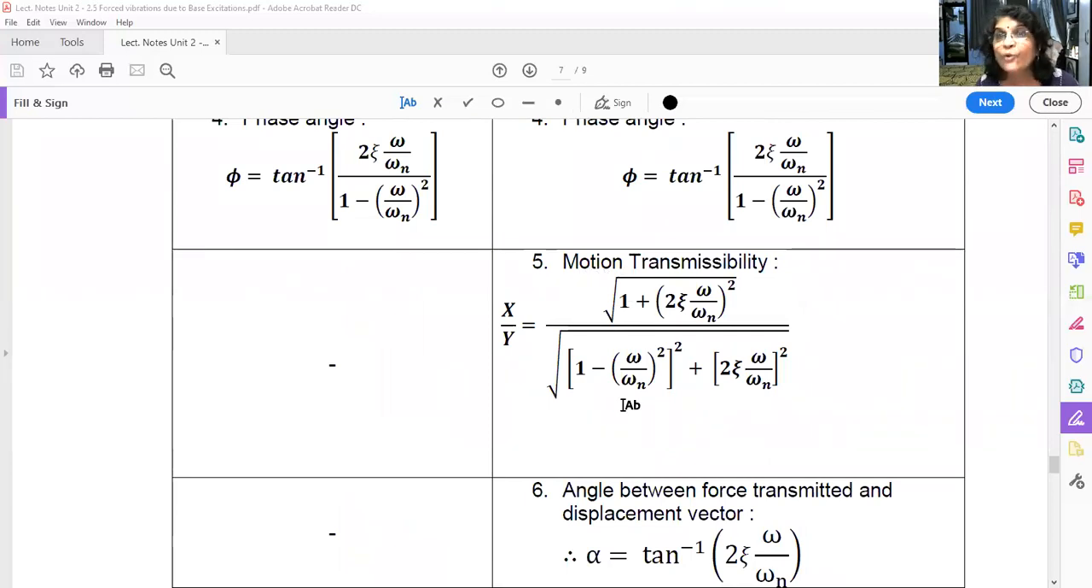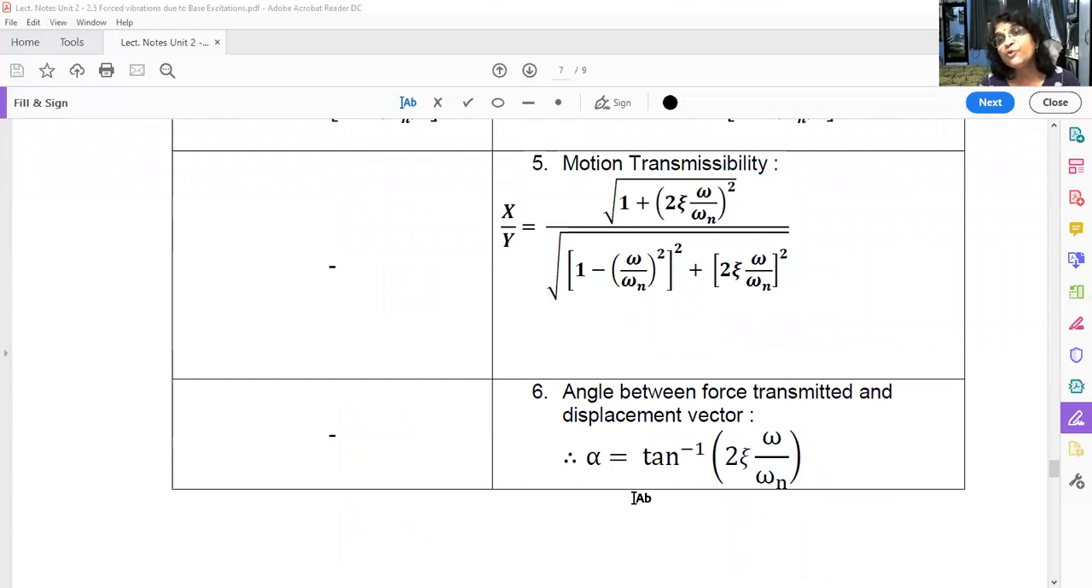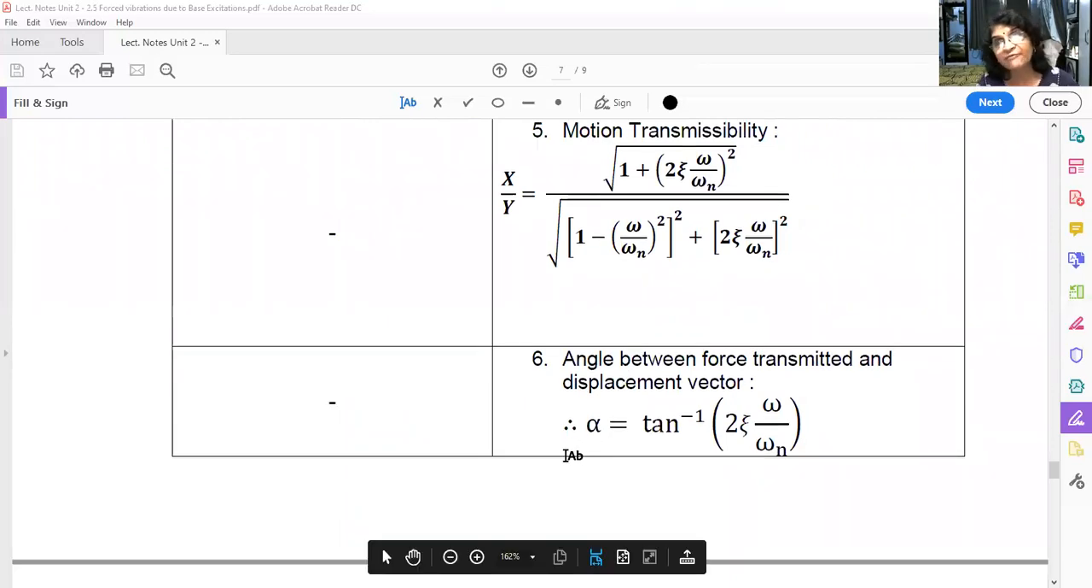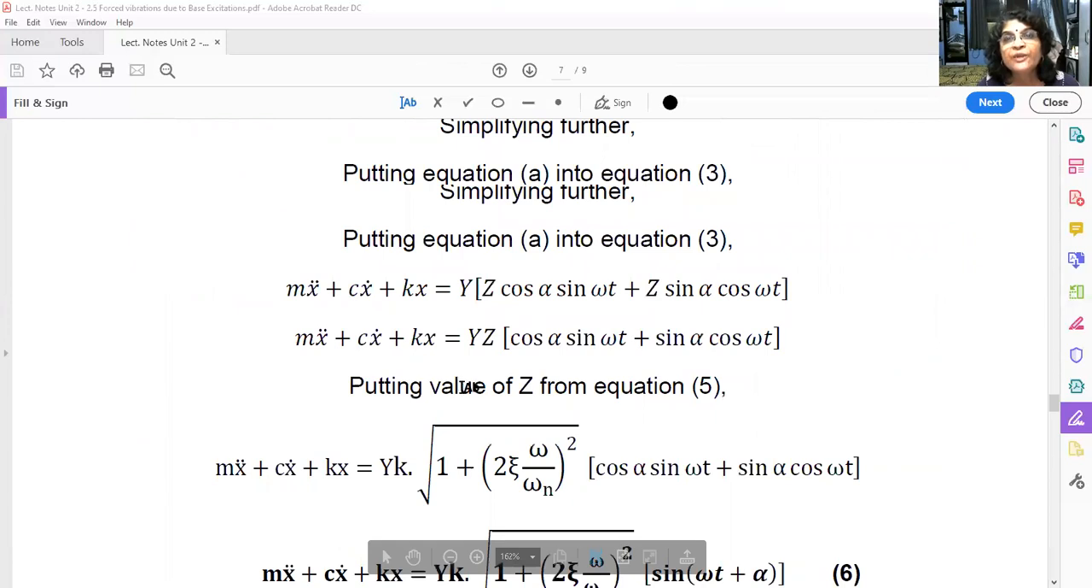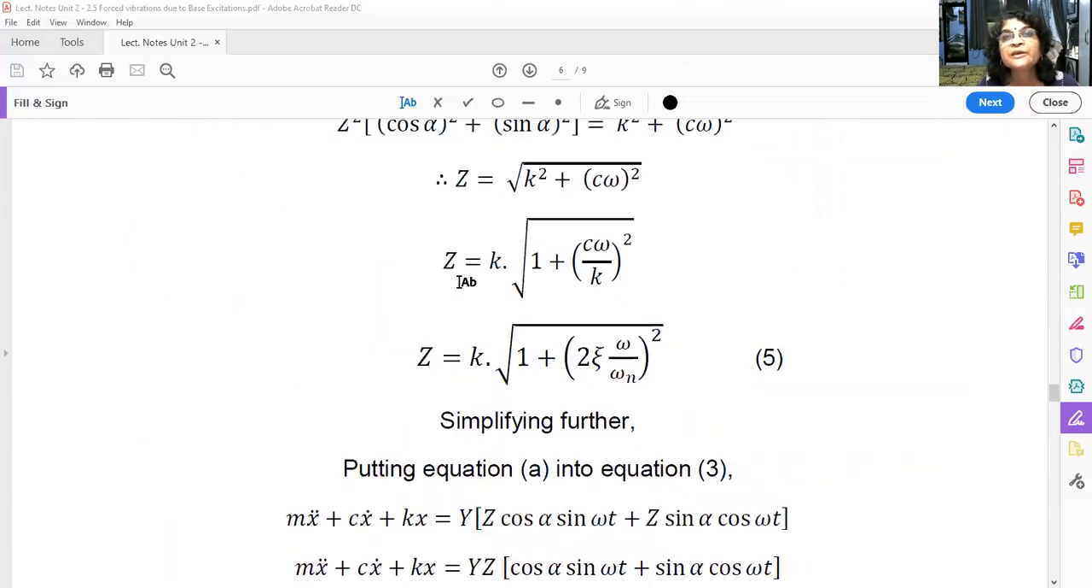Now here we have defined the new angle alpha. What is alpha? I will show you in the next diagram. Remember, we'll go there. This alpha we have defined as a new term. See here.